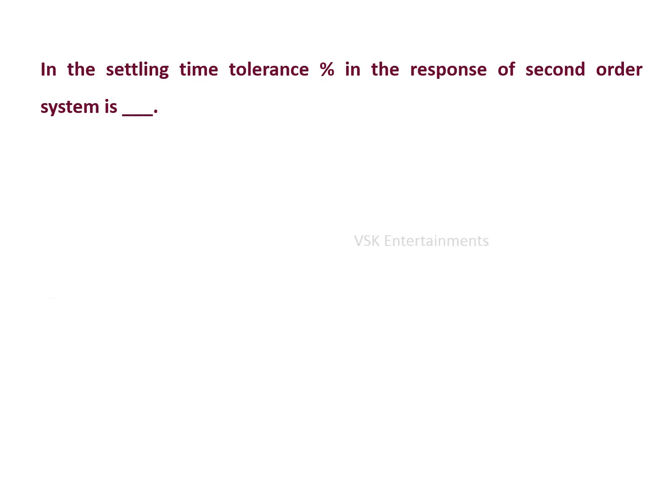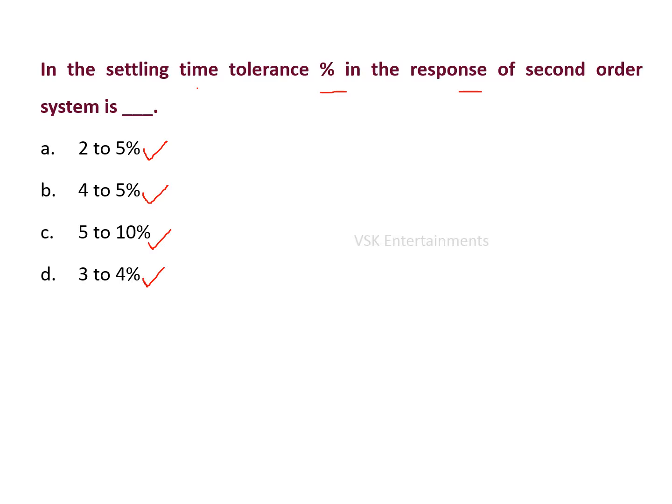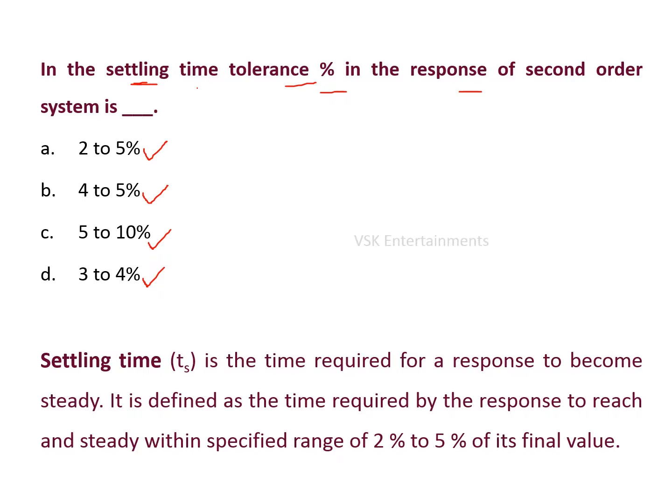Coming to next one, in the settling time, the tolerance percentage in the response of second order system is, options are 2 to 5 percentage, 4 to 5 percentage, 5 to 10 percentage, 3 to 4 percentage. Okay, for determining the tolerance percentage, first we have to consider the settling time definition, that is given as time required for a response to become steady, or time required by the response to reach and stay within a specified range of 2 to 5 percentage of its final value. 2 to 5 percentage. So option A is the right answer.